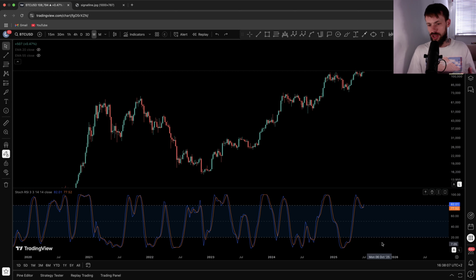But that's the stock RSI. Anything below 20 is oversold. Anything around 50 is neutral. And anything above 80 is overbought. Okay, so that's how we use that indicator on the charts.